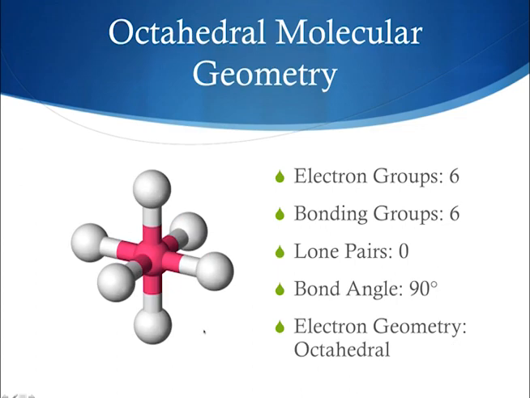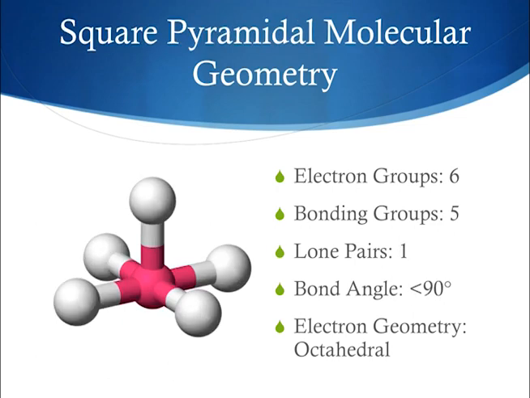So octahedral molecular geometry, you guys already know about this, same as the electron geometry because the electron groups are equal to the bonding groups. Square pyramidal is going to be when we have a lone pair on our octahedral. It would have been down here. If you guys haven't started to catch on, these names are pretty self-explanatory. This would make a square pyramid, so therefore it's square pyramidal.